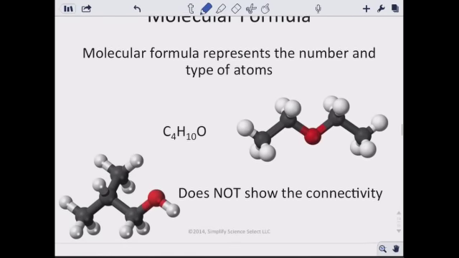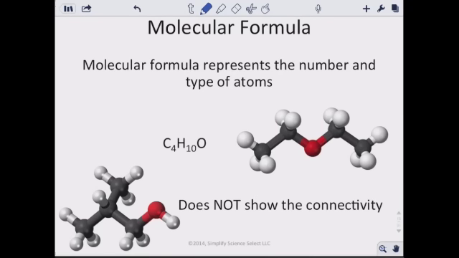Now, jumping into molecular formula. Now that we know how to write the structure of covalent compounds, we know kind of how to put their Lewis structures around how they bond, and we know their names. Let's talk about molecular formula. Molecular formula represents the number and type of atoms. It doesn't show the connectivity, so how they connect.